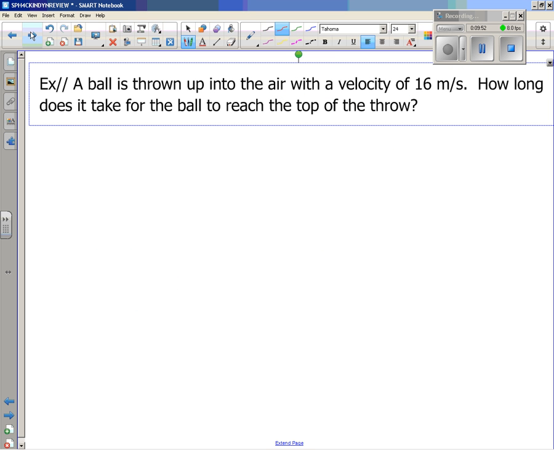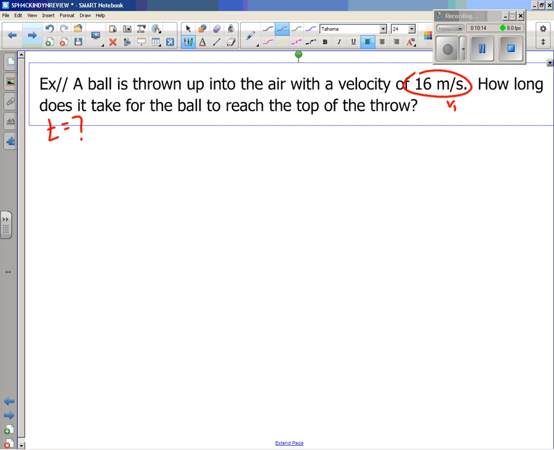A ball is thrown up into the air with a velocity of 16 meters per second. How long does it take for the ball to reach the top of its throw? Well, it looks like it only gives you one thing, the speed that it starts at. So I'm going to call that V1. How long does it take? Well, I know it wants me to find a time for the ball to reach the top of its throw.